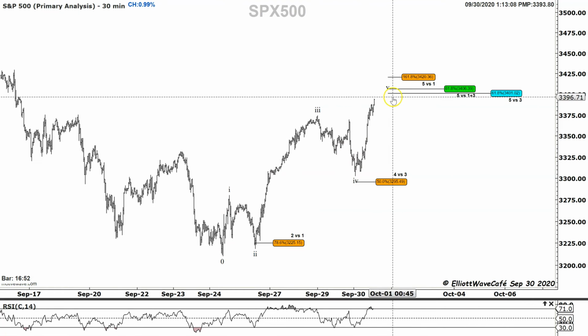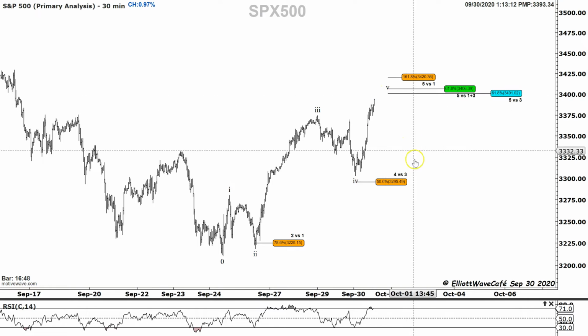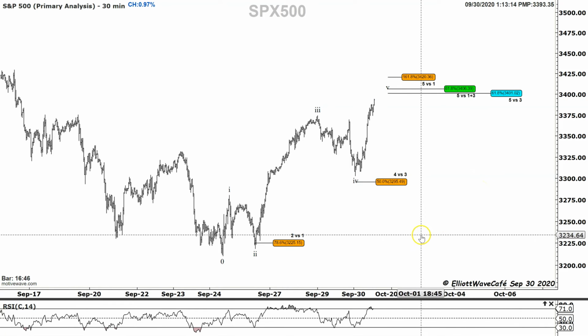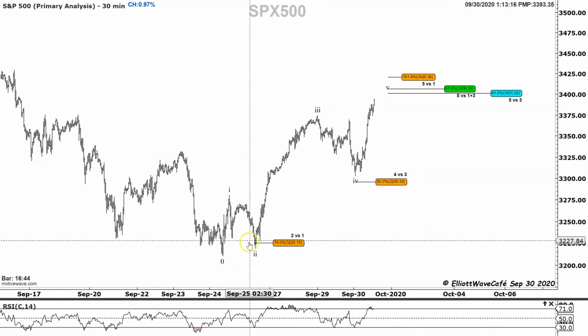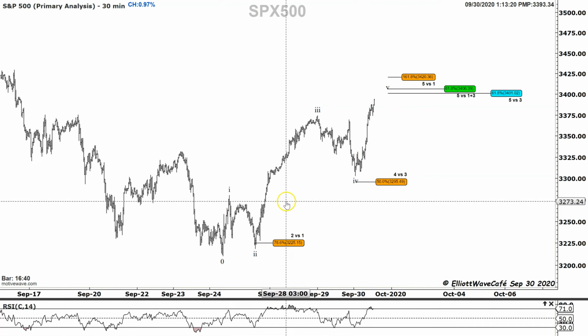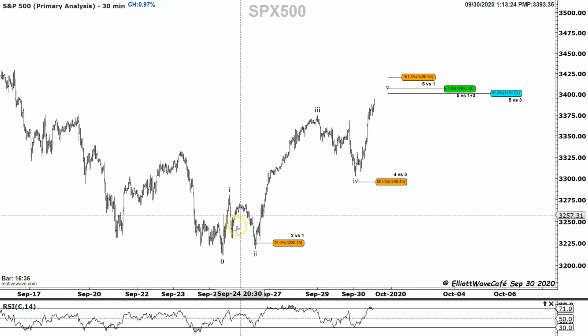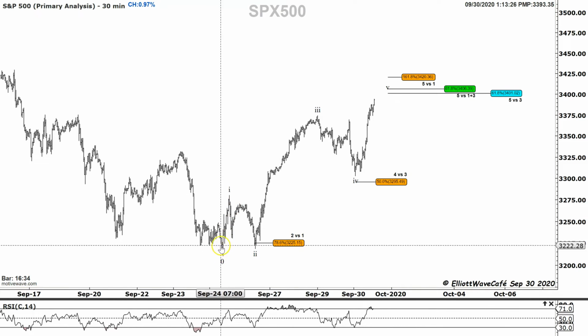Now this pattern is not fully complete yet. We will only know that it is completed when we start to get a three-wave correction back. But if you look at it from the lows all the way up here, you can clearly count a five-wave impulsive pattern. It doesn't get any more textbook than what you see up here. You can see a nice impulsive move off the lows, which is in 5 waves.